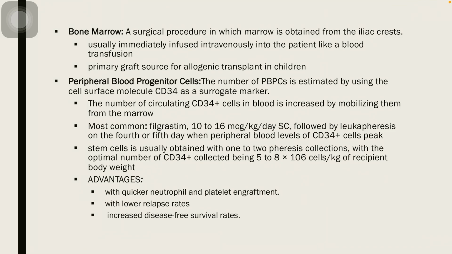The first method is bone marrow transplantation. Bone marrow is obtained from the donor under local or general anesthesia on day 0 of bone marrow transplantation. Multiple aspirations are obtained until a sufficient volume with a sufficient number of hematopoietic stem cells is collected. Then we process and remove bone marrow emboli from that and immediately infuse it intravenously into the patient. It is the primary source for allogeneic transplant in children.